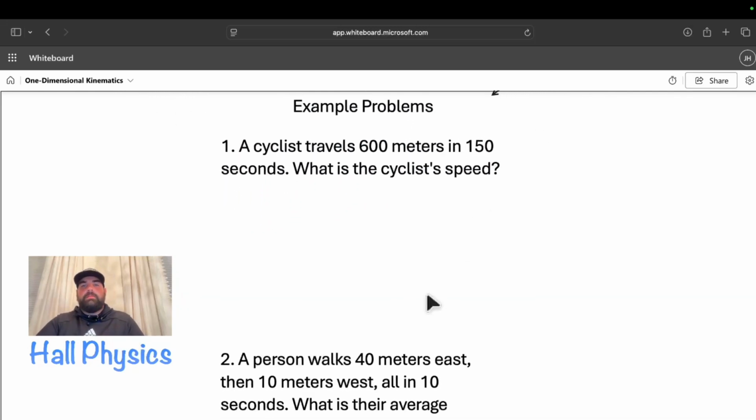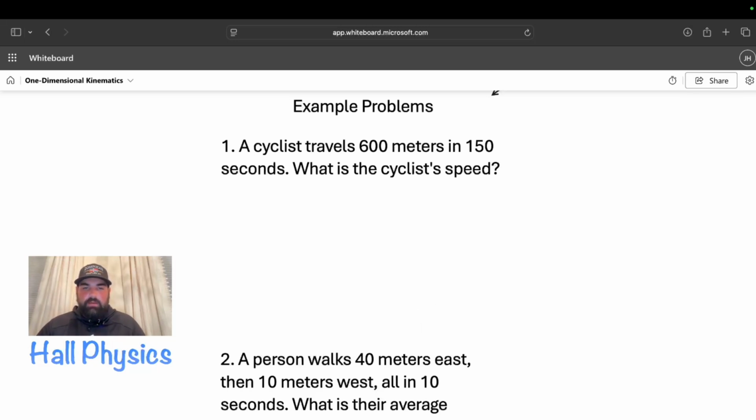All right, so number one here, it says, let me get my pen out. Okay, use red. It says a cyclist travels 600 meters in 150 seconds. What is the cyclist's speed? So we want to know how fast this cyclist is going. We don't care what direction he's going, we just want to know how fast. So that's speed.